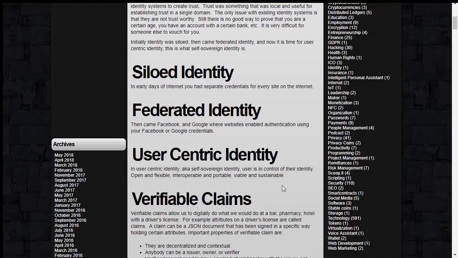So the whole idea about user-centric identity, or self-sovereign identity, is that the user is in control of their identity. It is open, flexible, interoperable and portable, viable and sustainable. The other piece about user-centric identity is also the fact that no one is controlling your identity for you.